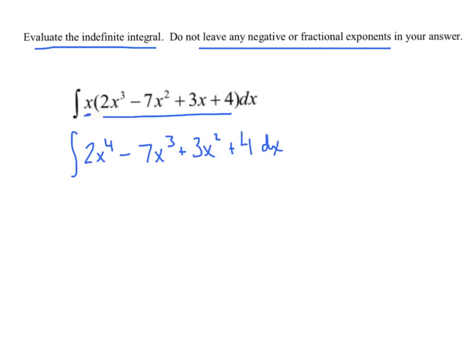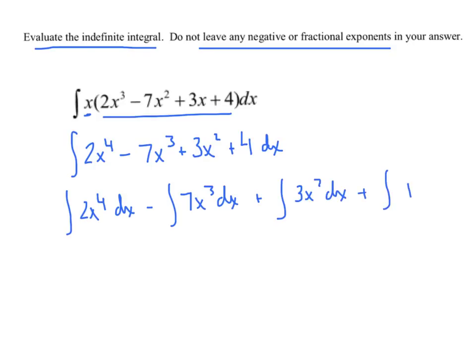Now I'm going to take advantage of one of those special properties that said, you know what, I don't have to evaluate all 4 of these at once. I could really just trim this down and focus on evaluating 4 separate smaller problems individually. And I'm just going to watch my signs. We've got 3x squared dx, and I'm going to finish with the integral of 4 dx.